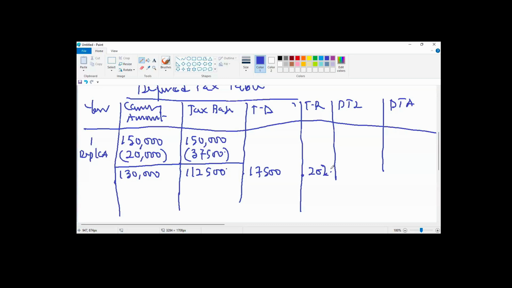Now, 20%. Good. I will now multiply the 20% and 7,500, but I will ask myself first, is it a deferred tax liability or deferred tax asset? Don't forget, we say when the carrying amount is greater than the tax base, it will lead to what? Deferred tax liability. How much is the liability now? 35.